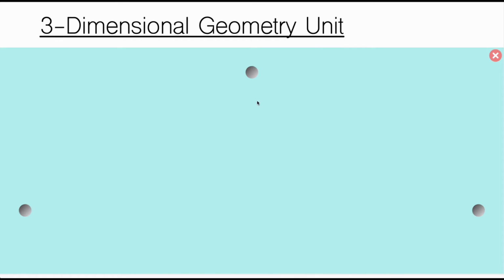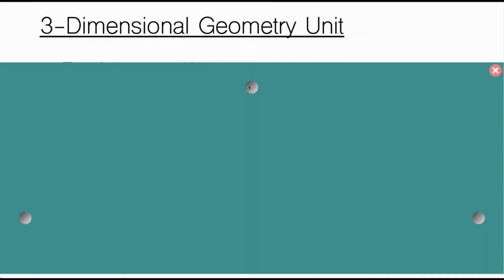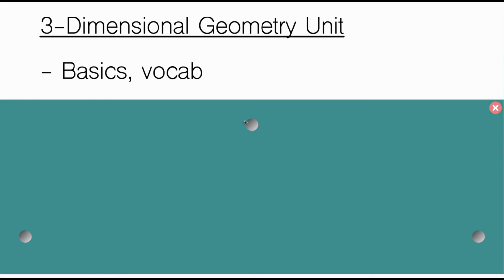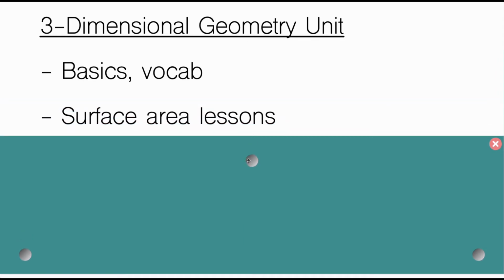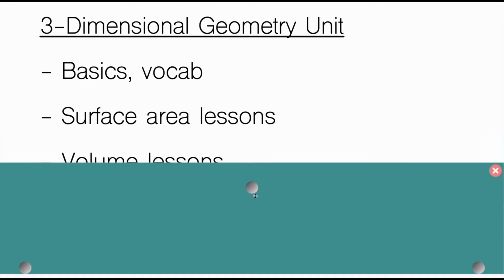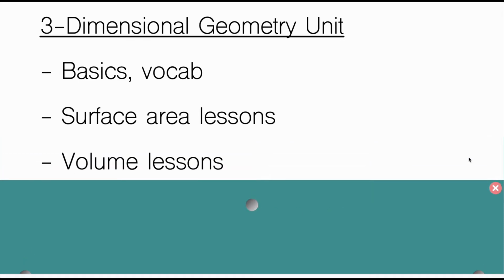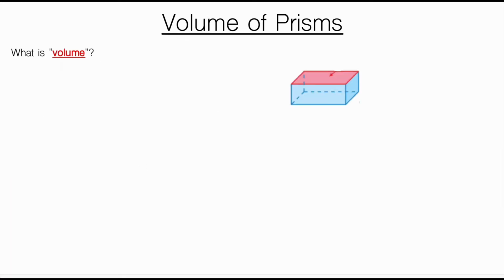Can't wait. What have we done so far this unit? Ooh, color changer. We've done the basics. We've gone over vocab. We have done surface area of prisms, surface area of pyramids. We're now going to the other part of 3D geometry, and that's going to be volume. So we've got a couple volume lessons coming down the pike. Today, we're going to be working on the volume of prisms, and in particular, the volume of rectangular prisms today.